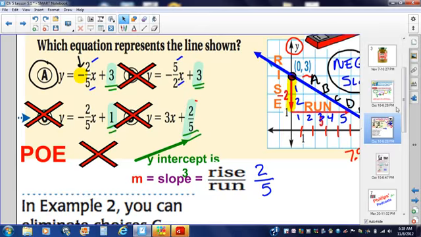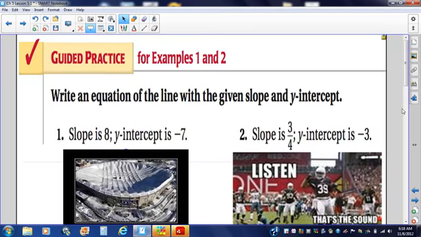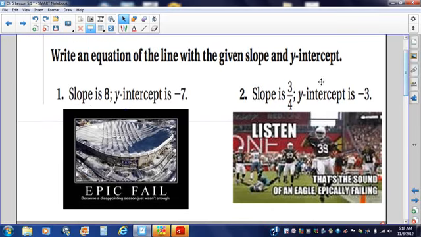Alright, 2 more examples and we are done. If you would, please write on your paper, the slope is 8, the y-intercept is -7. I'm going to ask that you write the equation of a line that has a slope of 8 and a y-intercept of -7. So please pause this podcast, try problem number 1 on your own, and then you can check it.